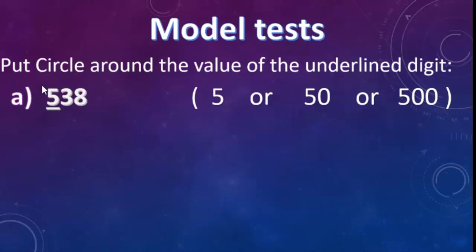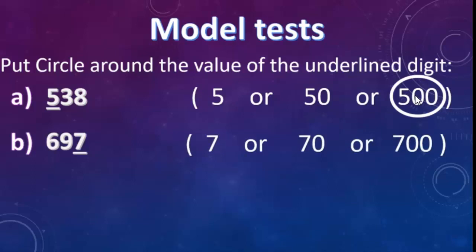5 here is in the hundreds place. And when we read the number, we say 538. So the value of 5 is, well done, 500. The second one is 697. Tell me the value of the digit 7. Is it 7 or 70 or 700? Who can? Yeah, well done. 7 here, its value is 7 as it is, because 7 is in the ones place.